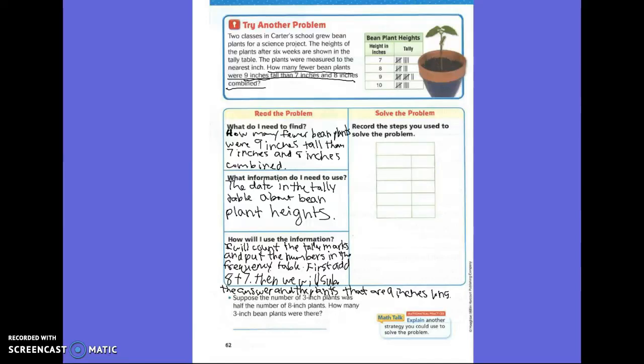Now, third grade, we need to record the steps to solve the problem. We are going to need to fill in this frequency chart. What is the title? Bean plant heights. Okay, bean plant heights. Write it. We are going to write height in inches on the first side. Height in inches.